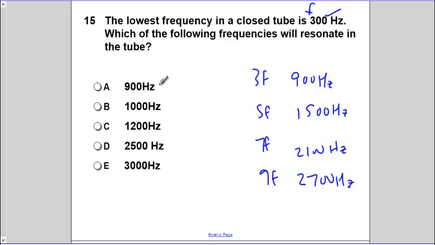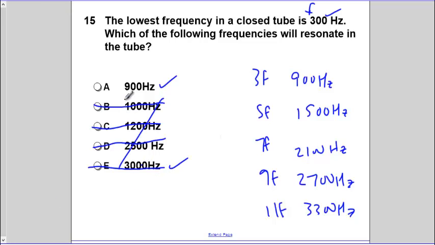So let's check our list. Is 900 hertz on there? Yes, it is. Is 1000 hertz a possible value? Nope. 1200? Nope. 2500? Not going to happen. 3000 hertz? Not on the list. Let's just double check. If we did 11f, 11 threes are 3300 hertz, just to make sure we can get up above our highest value.